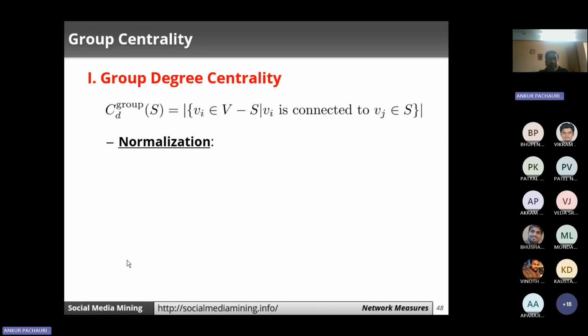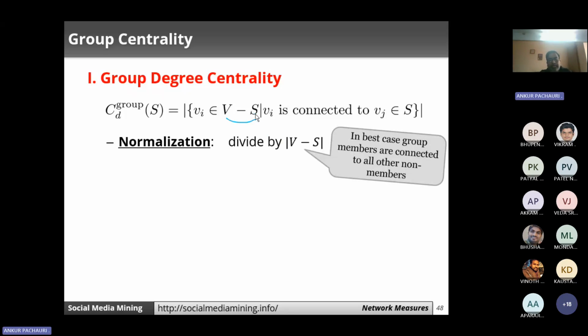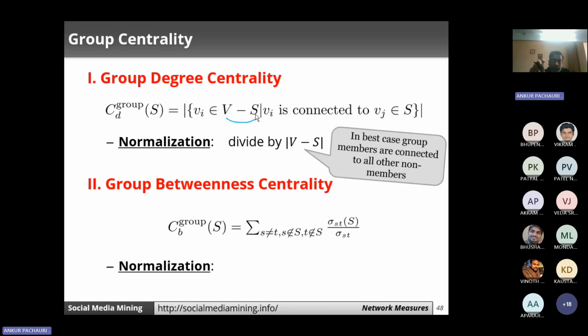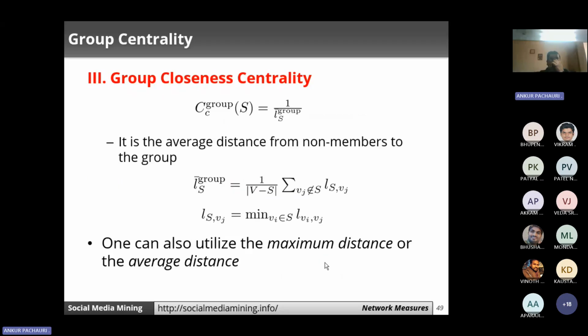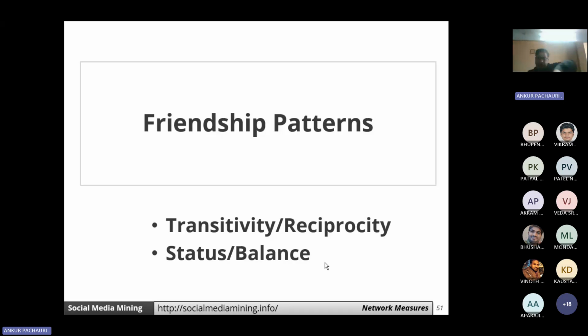Same degree centrality again, for S and for the other set V minus S. What I have to normalize, we divide by the mod of V minus S. For group betweenness centrality as well, we can do that. Here in this case, we will be normalizing it by mod of V minus S choose 2, because this S will be considered as one set, one node. The same is the case for group closeness centrality. Okay, so this was in terms of connectivity.